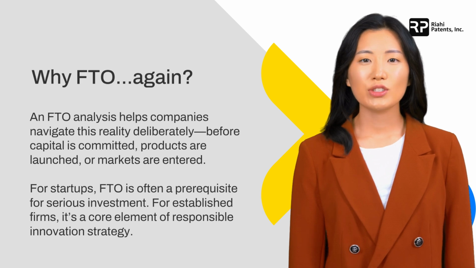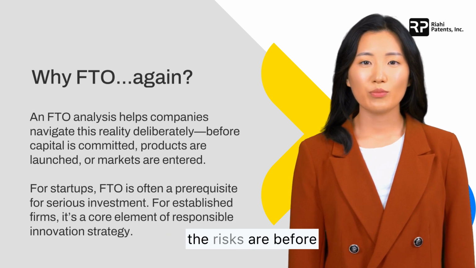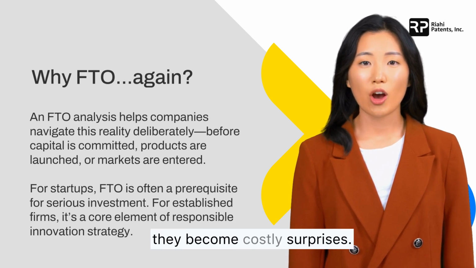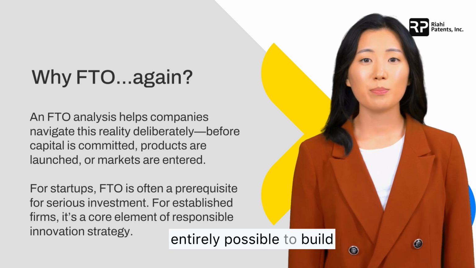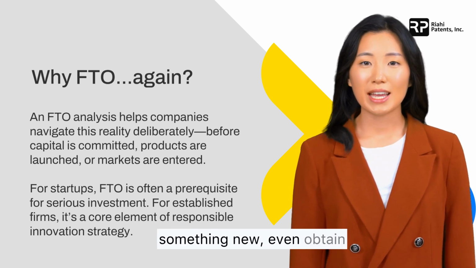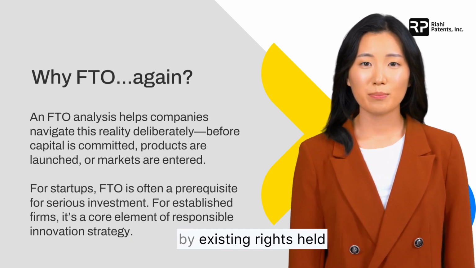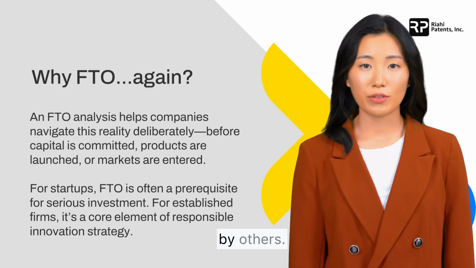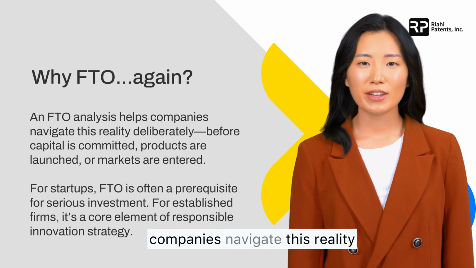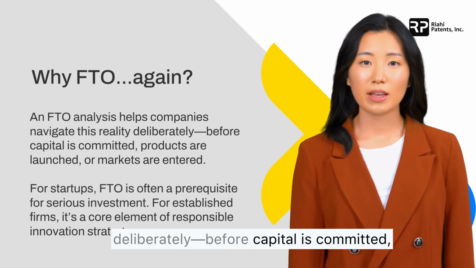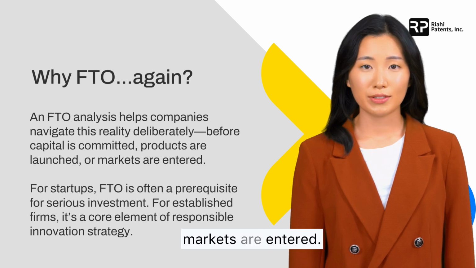Freedom to operate is not about eliminating risk entirely. It's about knowing where the risks are before they become costly surprises. As we've seen, it's entirely possible to build something new, even obtain a patent, and still be blocked from commercialization by existing rights held by others. An FTO analysis helps companies navigate this reality deliberately before capital is committed, products are launched, or markets are entered.